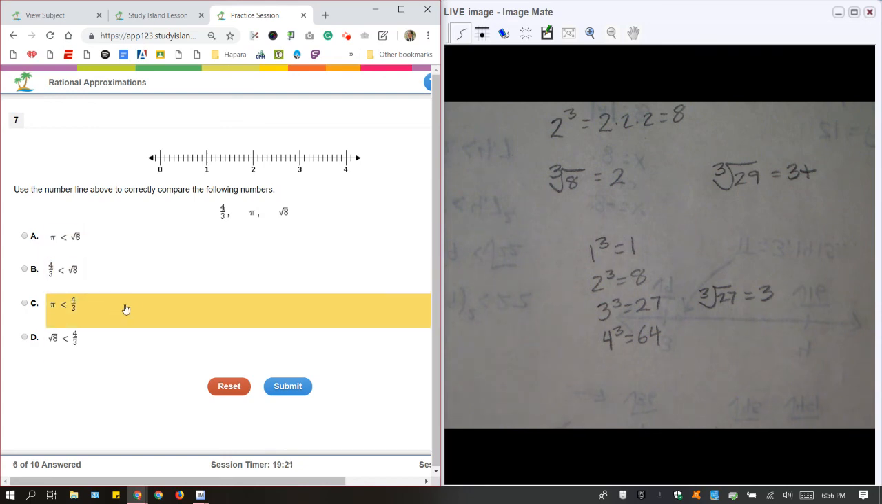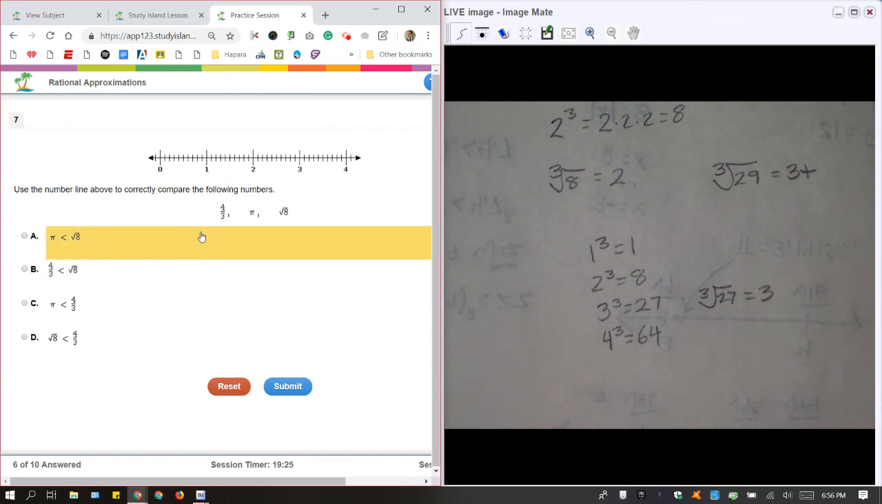Now, that doesn't have it on here. This doesn't say the square root of 8 is less than pi, but it does have that 4/3 is less than the square root of 8. 4/3 is only 1 and 1/3. That'd be way over here on the left side of the number line, away from the square root of 8.